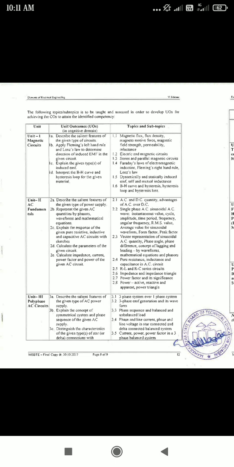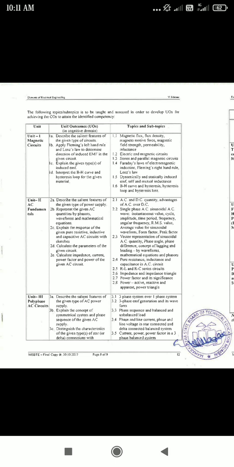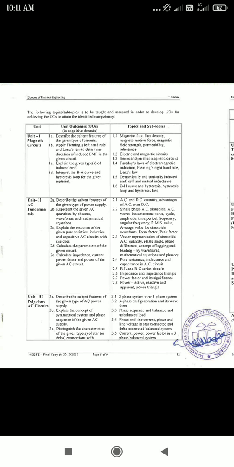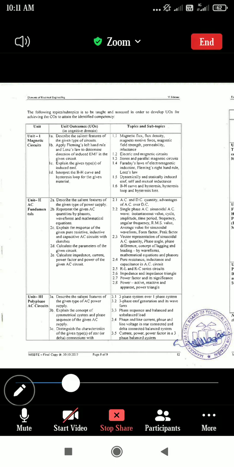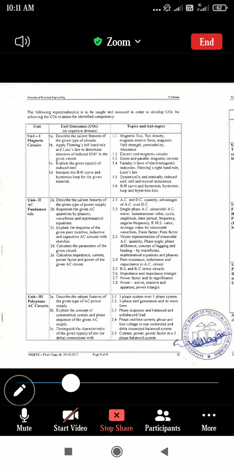What is the difference between electric and magnetic circuit? Then the series and parallel magnetic circuit. Then we also discuss Faraday's law, Lenz's law, Fleming's law, as well as dynamically and statically induced EMF, self and mutual inductance. The last point of this unit is the BH curve and hysteresis loop. After drawing the BH curve, we draw the hysteresis loop.